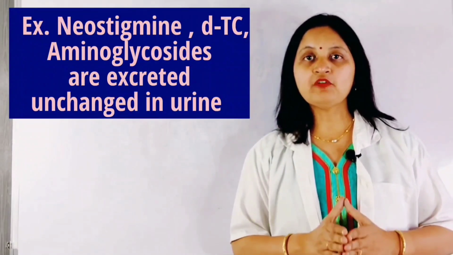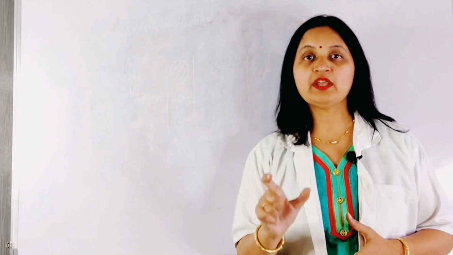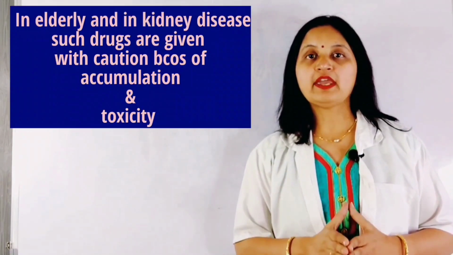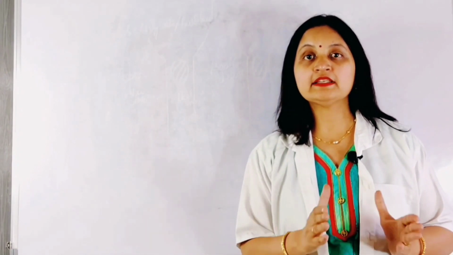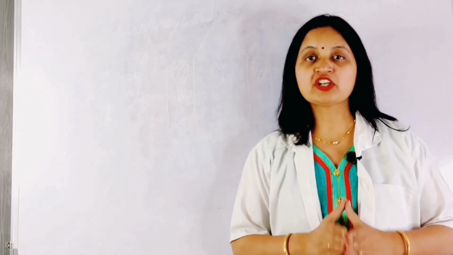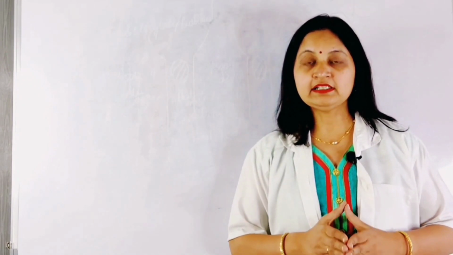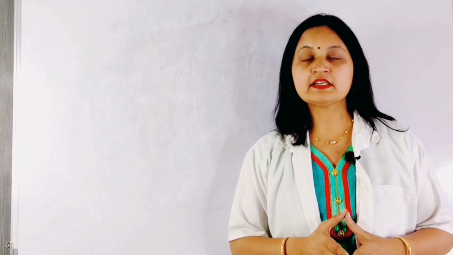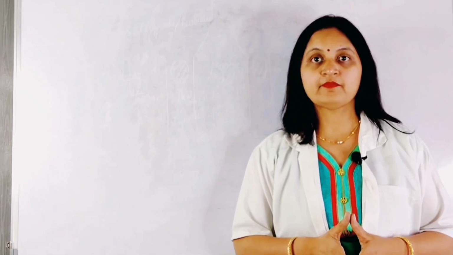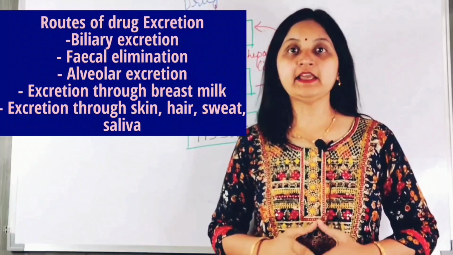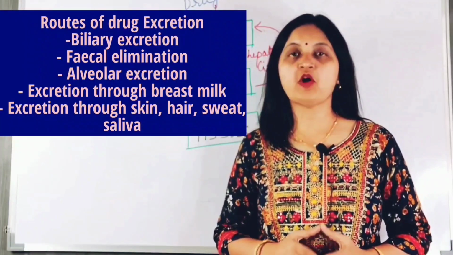As we know, the rate of elimination of drug influences the duration of action of the drug. So if the rate of excretion decreases, the drug accumulates in the body and this can lead to toxicity. Therefore, these drugs should be administered with caution in elderly patients with renal disease and other acute diseases where the excretion or the elimination rate of the drug decreases and the drug accumulates in the body, and this can give rise to side effects.